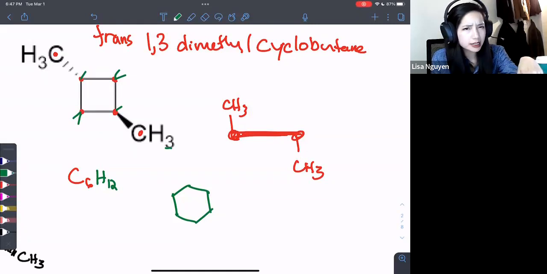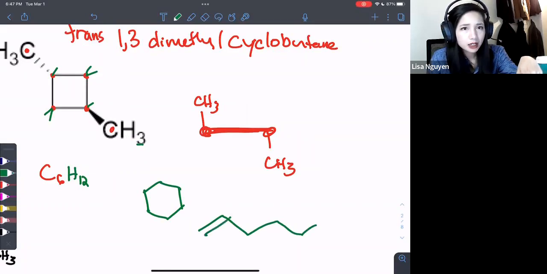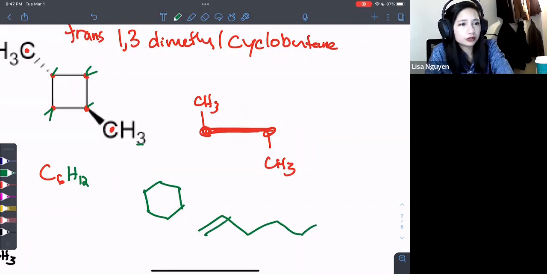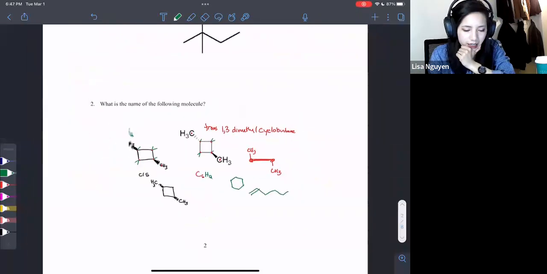Another one that's C6H12 could be 1, 2, 3, 4, 5, 6, something like this. That is also C6H12. If you count it out, that's an alkene with 6 carbons, so hexene. You don't need to know how to name it, but that is also C6H12. Okay, so let's keep going.